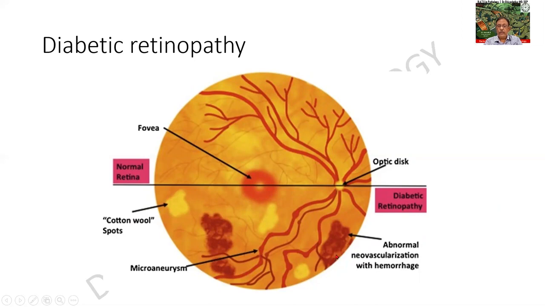Neovascularization is the formation of new blood vessels from which again hemorrhage can occur. So this is very important. I would like you people to remember the cotton wool spots, the areas of hemorrhage, then microaneurysms.